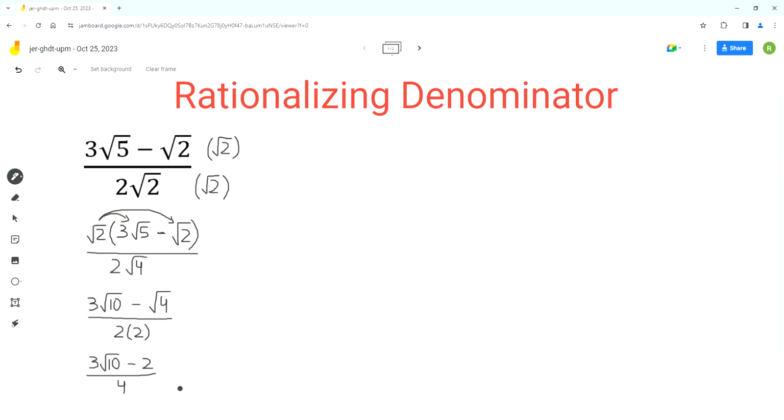Now we cannot simplify this expression any further because square root of 10 cannot be simplified. 10 is made up of two prime numbers 2 and 5. So that's why we cannot simplify square root of 10. And in the denominator, we have gotten rid of the square root or the radical. So that's why this should be the final answer for rationalizing the denominator of the given fraction.